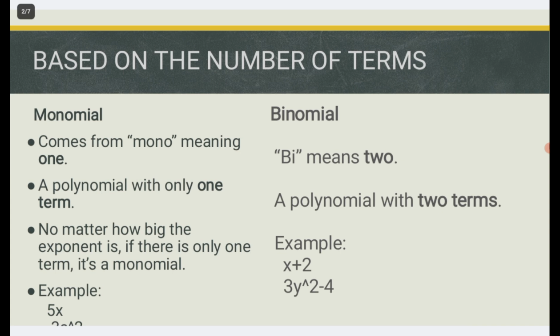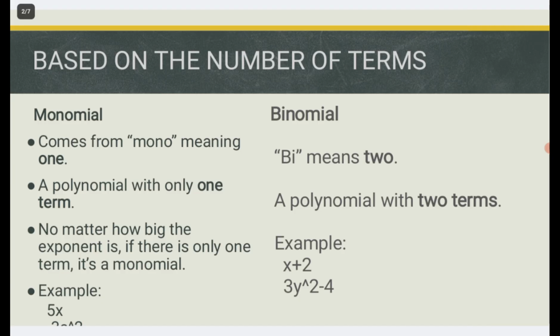First, we have the polynomials based on the number of terms. First, we have monomial, which comes from mono meaning one. A polynomial with only one term, no matter how big the exponent is, if there's only one term, it's a monomial. Example, we have 5x and negative 3a squared.